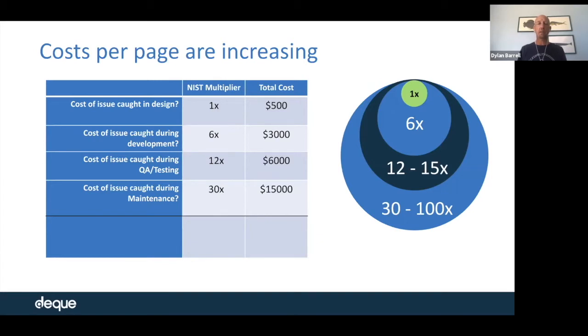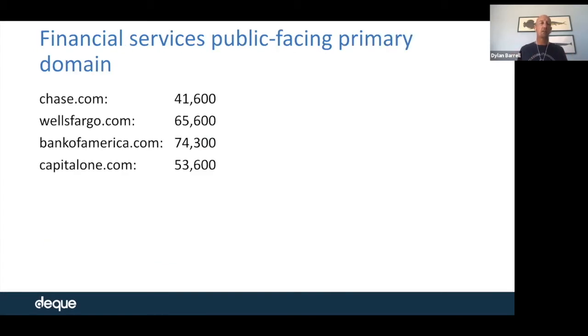Because we don't have that many pages. I looked at 4 of the top 10 financial services companies. I took their primary domain and I used Google to tell me approximately how many public-facing pages they have. Chase.com has 41,600 pages. WellsFargo.com, 65,600, BankOfAmerica.com, 74,300, and CapitalOne.com, 53,600 pages. And this is just the public-facing open content. This doesn't include any secondary domains that they may have. It doesn't include any content that's behind a login or some other type of protection.